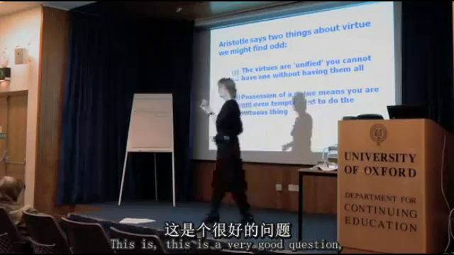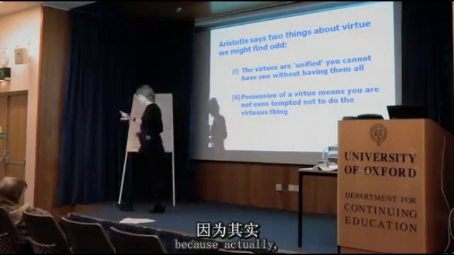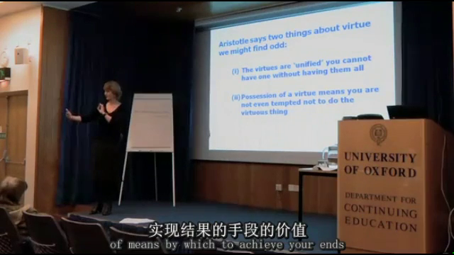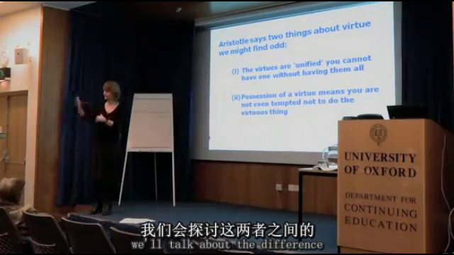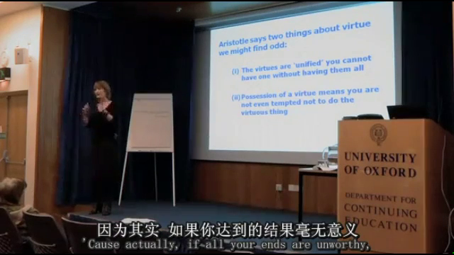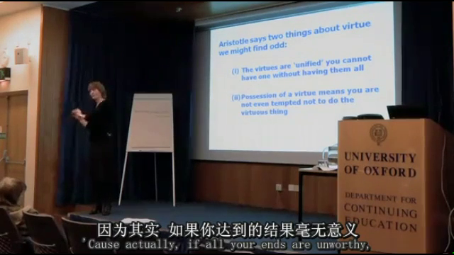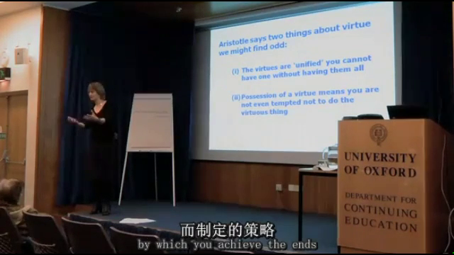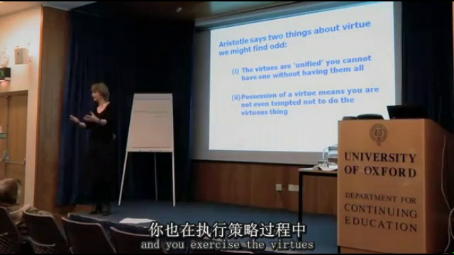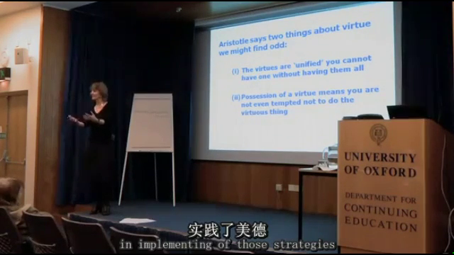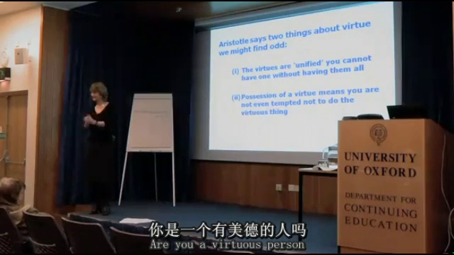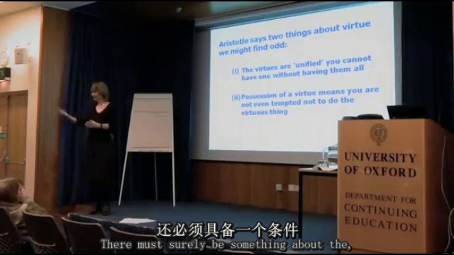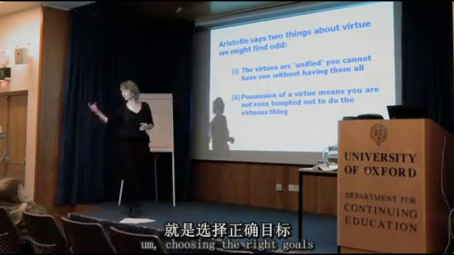This is a very good question, because actually the worthiness of ends and the worthiness of means by which to achieve your ends, when we talk about Kant, we'll talk about the difference between those two things. Because if all your ends are unworthy, but you formulate strategies by which to achieve those ends, and you exercise the virtues in implementing those strategies, are you a virtuous person? Surely you wouldn't be. There must surely be something about choosing the right goals.